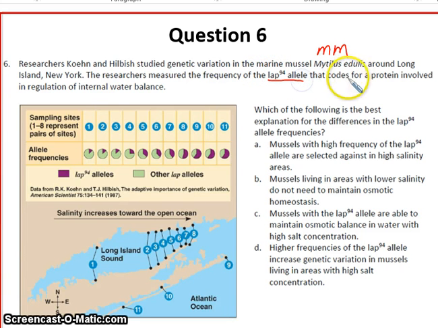LAP94 allele that codes for a protein involved in internal water balance, are some of the key words there. It says, which of the following is the best explanation for the differences in LAP94 allele frequencies? Let's go over to the graph and look at what we see.